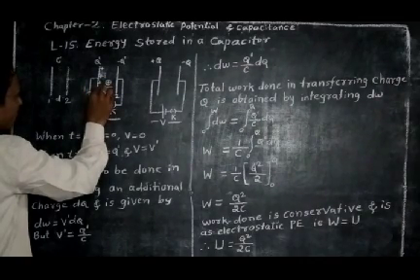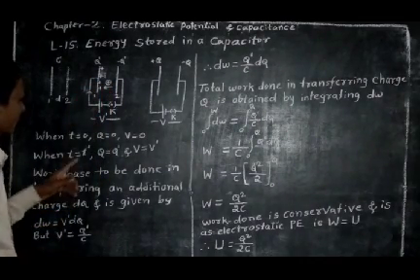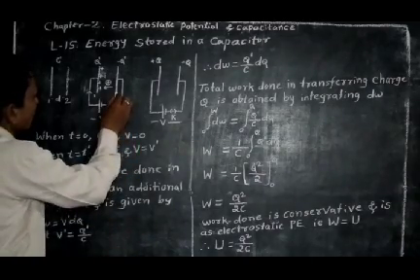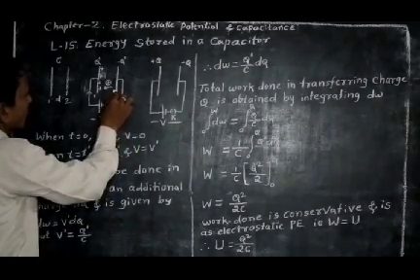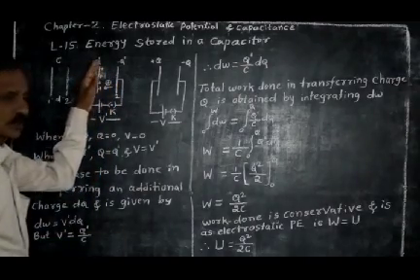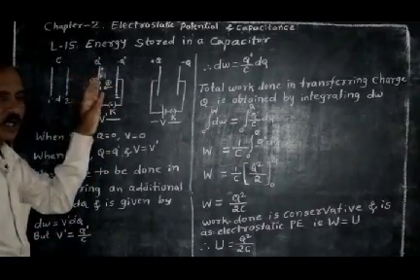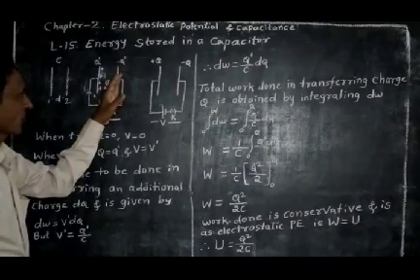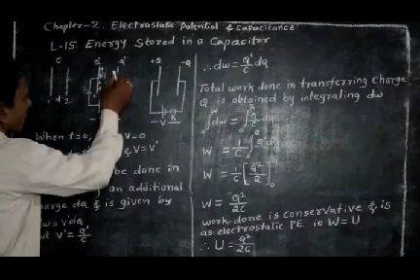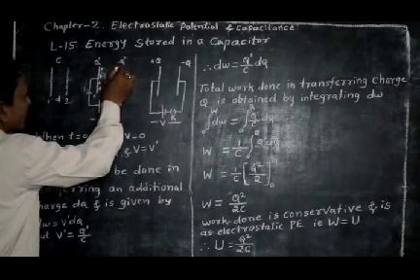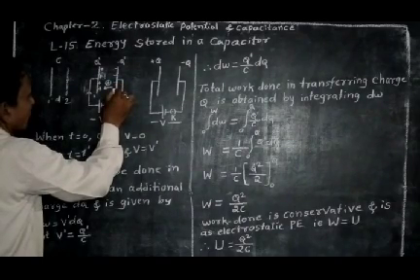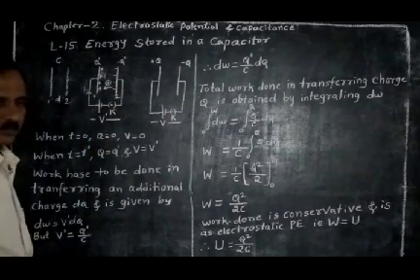Let after some small time t dash, from plate 2, charges be transferred to the first plate. Let q dash be the charge transferred from the second plate to the first plate. At the same time, the second plate acquires an equal amount of negative charge on it.